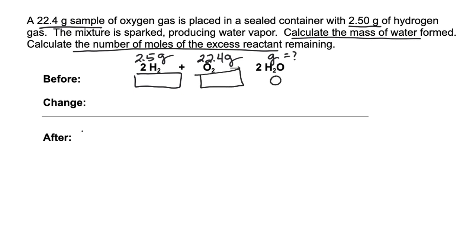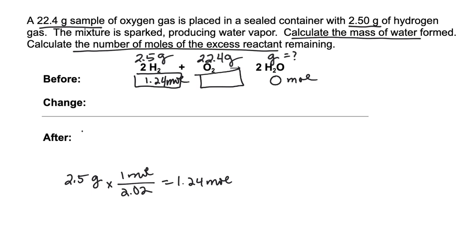I do know I have 0 moles of water to start because I don't ever have any product before the reaction. So I will calculate my moles for hydrogen and oxygen. 2.5 grams of hydrogen. 1 mole of hydrogen has a molar mass of 2.02. So I take 2.5 divided by 2.02. That gives me 1.24 moles of hydrogen gas.